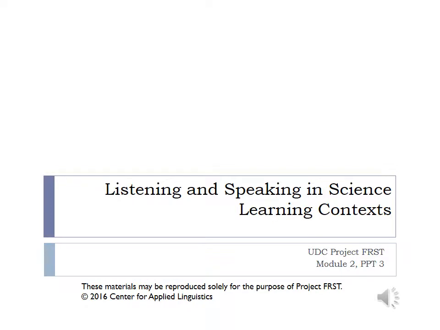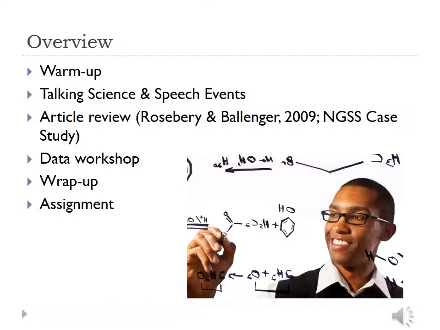This session, Listening and Speaking in Science Learning Contexts, is the third session of Module 2 on Academic Language in Science, a collaboration between the University of the District of Columbia and the Center for Applied Linguistics as part of the Project First grant. This session is focused on oral language production and reception, speaking and listening in science contexts.